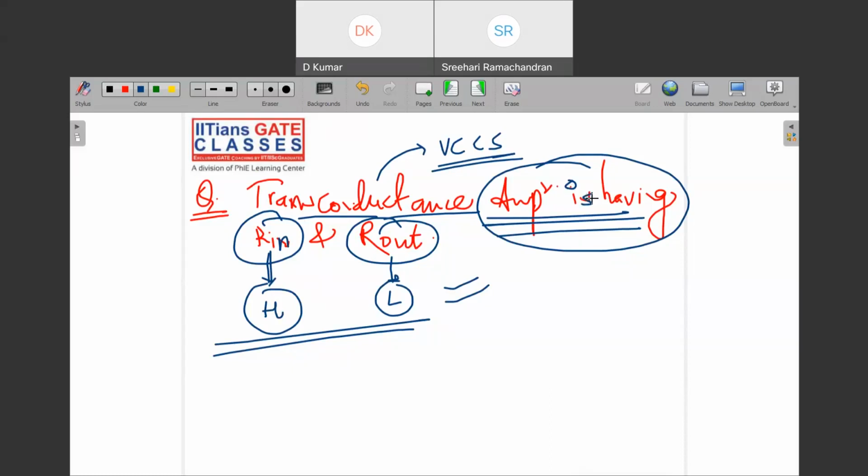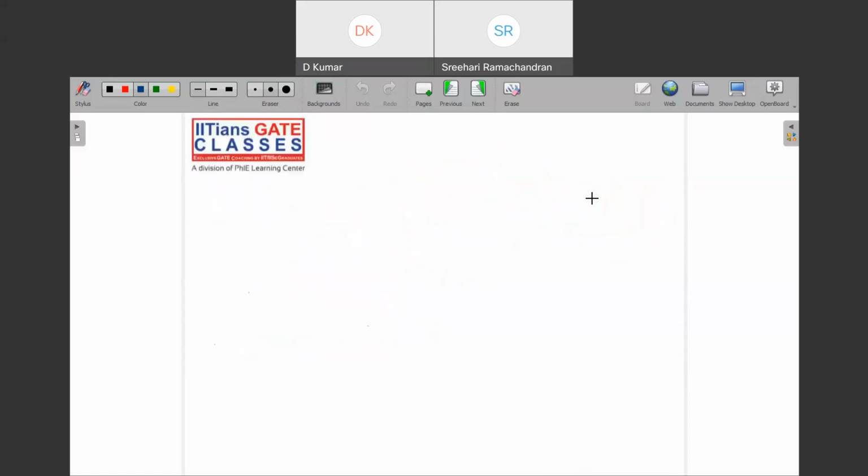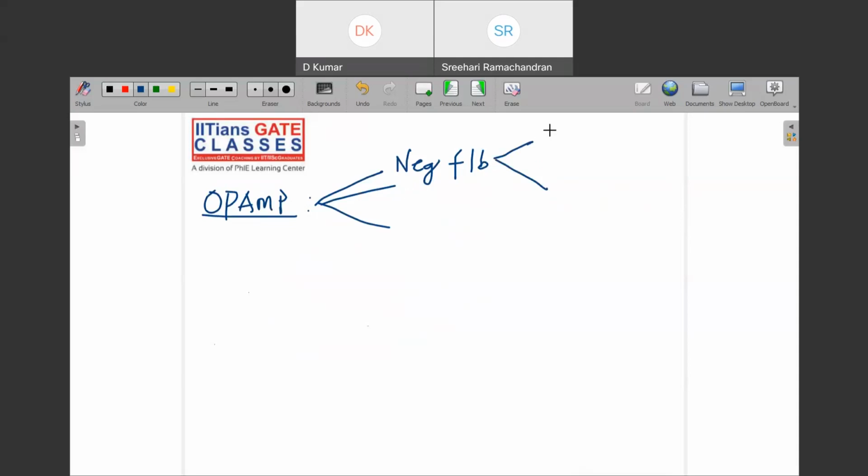So I'm just going to continue from where I left the class yesterday. I was talking about op-amp, that is operational amplifier, right? And I told that I'm going to discuss op-amp in three basic modes. The first mode will be the negative feedback. Under negative feedback, we will discuss two kinds of operations: one will be the linear operations and one will be non-linear operations, right?